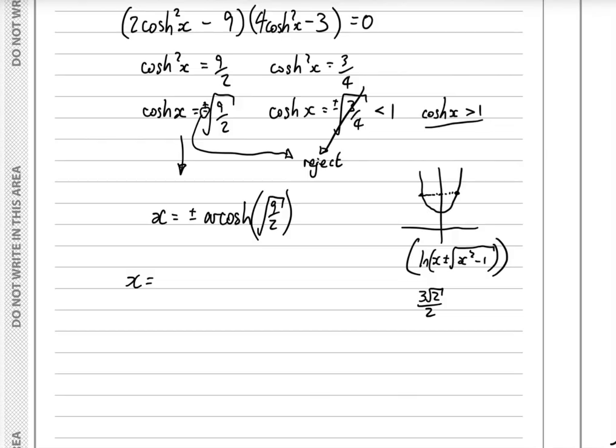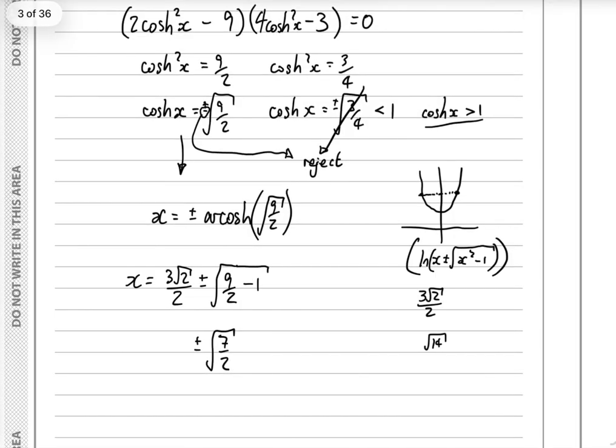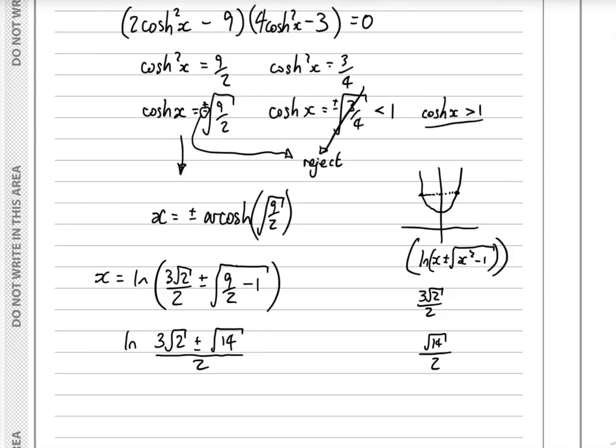So x is equal to the natural log of 3 root 2 over 2 plus or minus, and that does come in there, the root of this thing squared, so that's just 9 over 2 minus 1. That's 7 over 2, so we've got plus minus root 7 over 2, which is the same as root 14 over 2, so I can combine those fractions. We get 3 root 2 plus or minus root 14 over 2, and for some reason I forgot that it all goes inside a log. There we go. And there are our two answers.